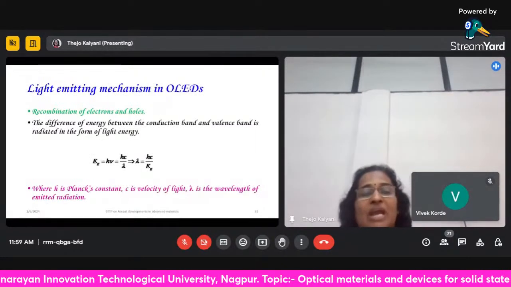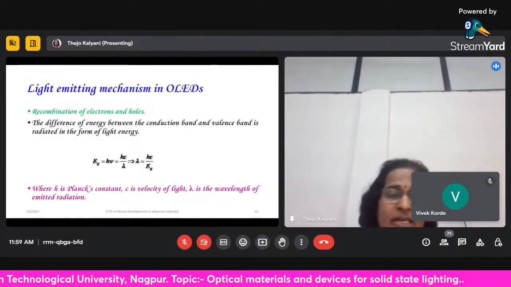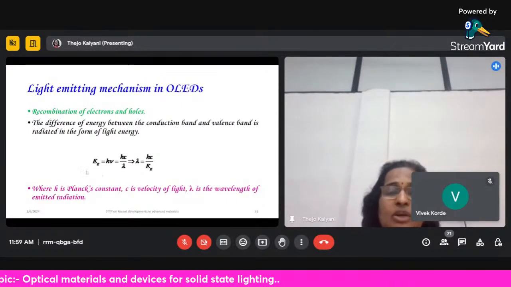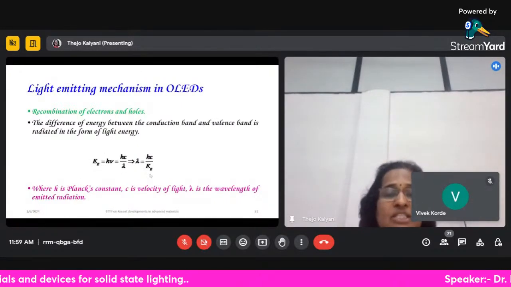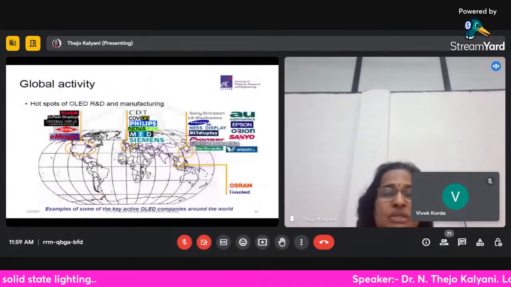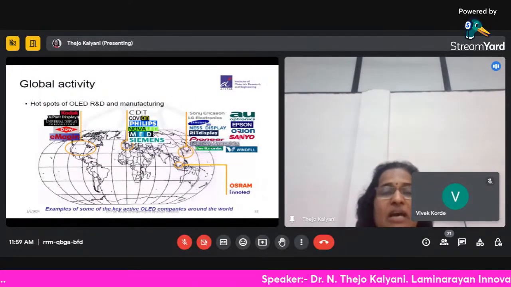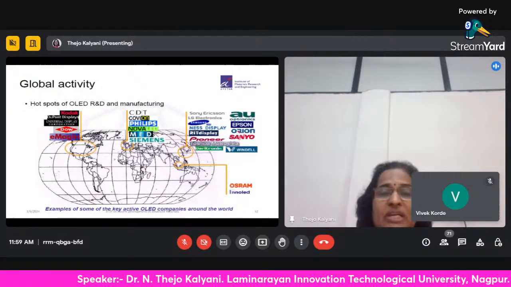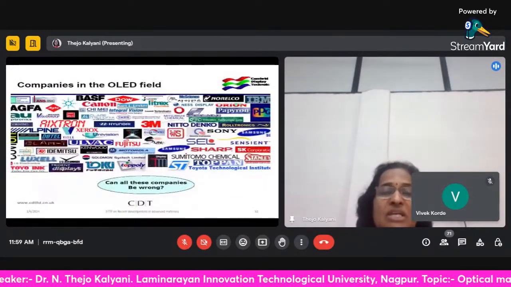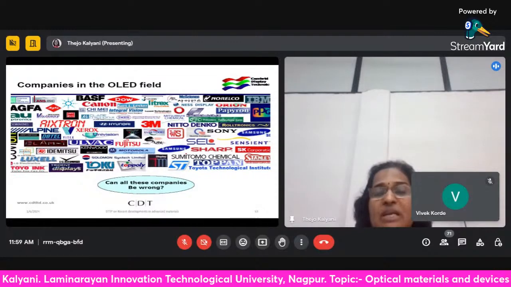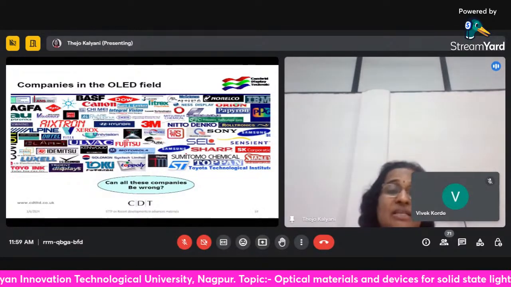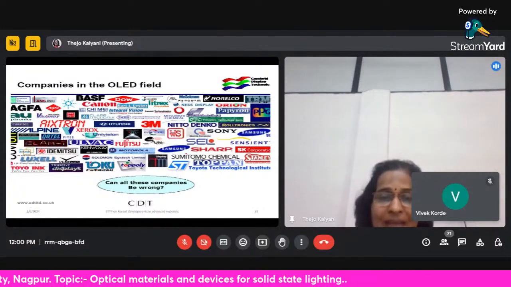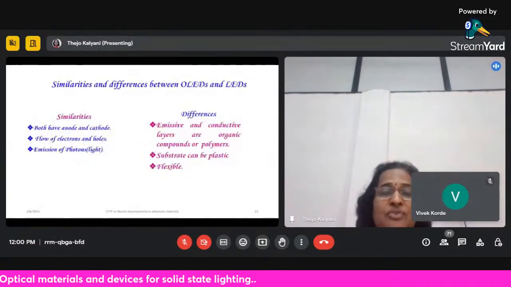And now, as we have studied in LEDs, the same formula is going to be applied here also. Here also, the wavelength of the light depends upon the energy gap of the material which we have chosen. Many countries are working on OLEDs. R&D is going on in manufacturing, and these are the companies which are working on it. If this many companies are working and this many countries are involved in the research of OLEDs, definitely we are going to have OLED lighting in the near future.